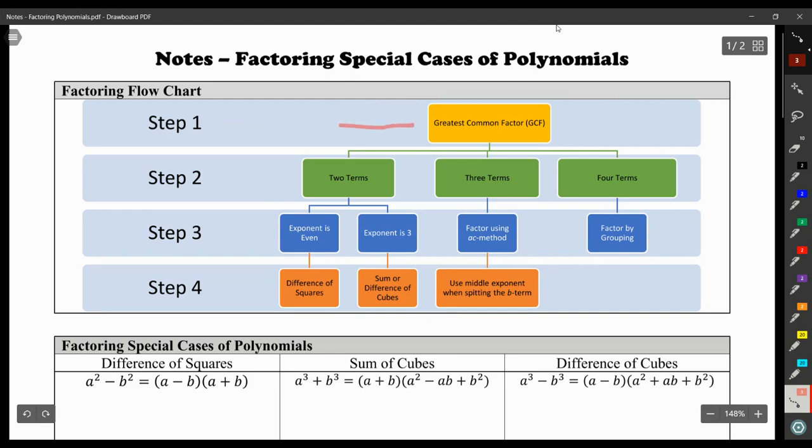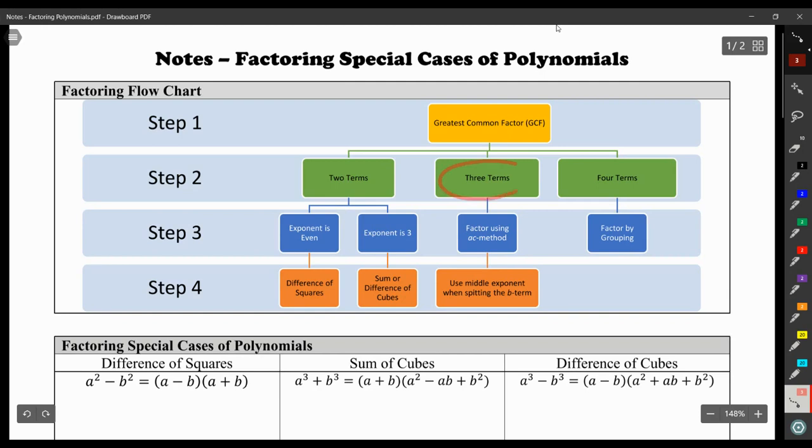So step 1 should always be looking for a greatest common factor to take out and make your numbers simpler if possible. Then count how many terms you have in the leftover polynomial. If you have 2 terms, follow these 2 steps. If you have 3 terms, follow this process. And if you have 4 terms, follow this process.